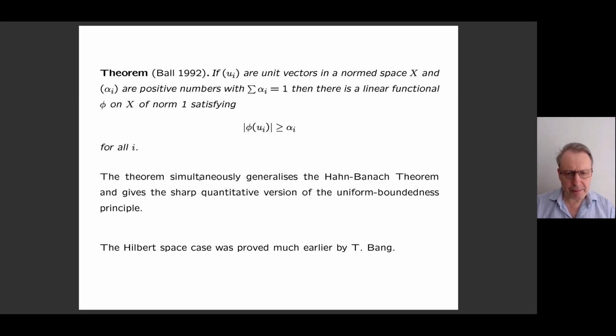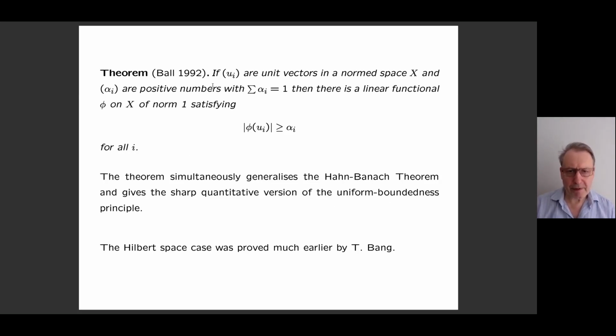Now, you can see that this theorem generalizes the Hahn-Banach theorem, or at least one of the most well-known consequences of the Hahn-Banach theorem, namely that each point of the unit ball of a normed space has a supporting hyperplane. So when there's only one of these vectors, you would get the standard Hahn-Banach theorem. But the theorem also gives you a sharp, quantitative version of the uniform boundedness or Banach-Steinhaus theorem.